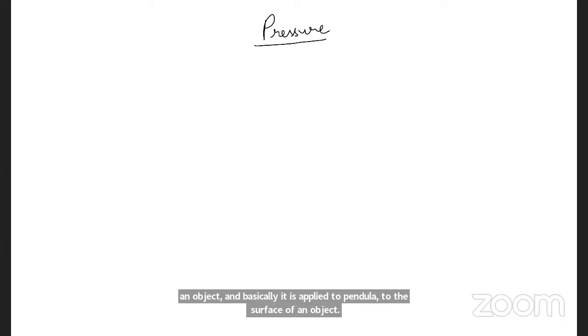So basically, what is pressure? It is a force that is applied on the surface area of an object, and basically it is applied perpendicular to the surface of an object. I explained to you all what is perpendicular.